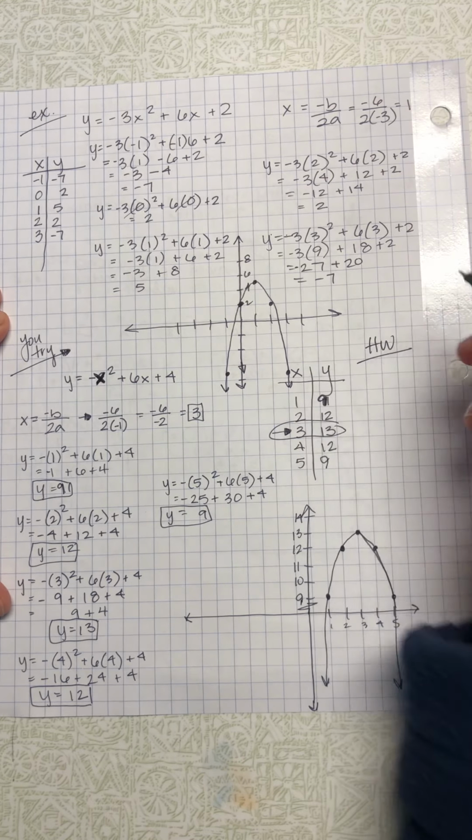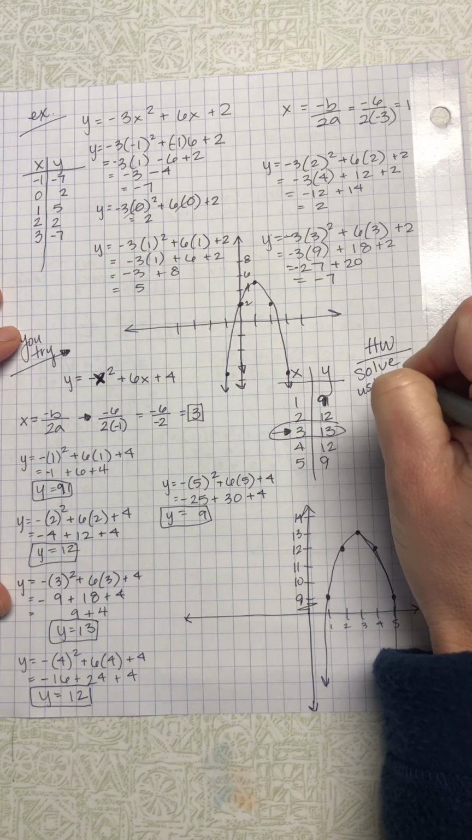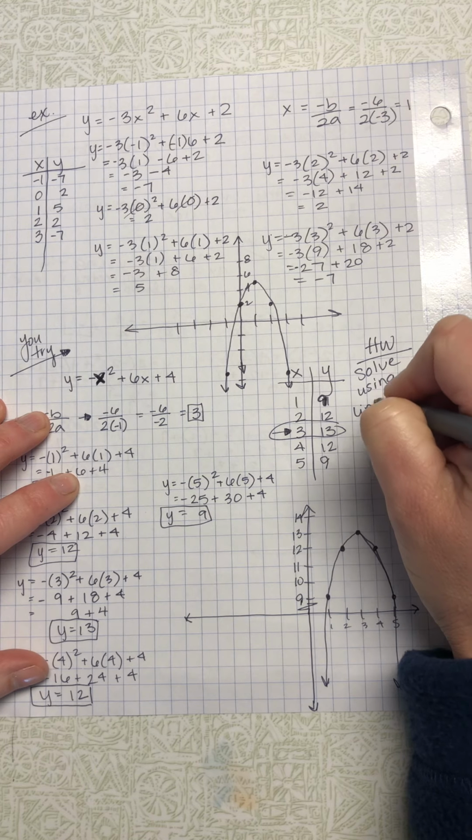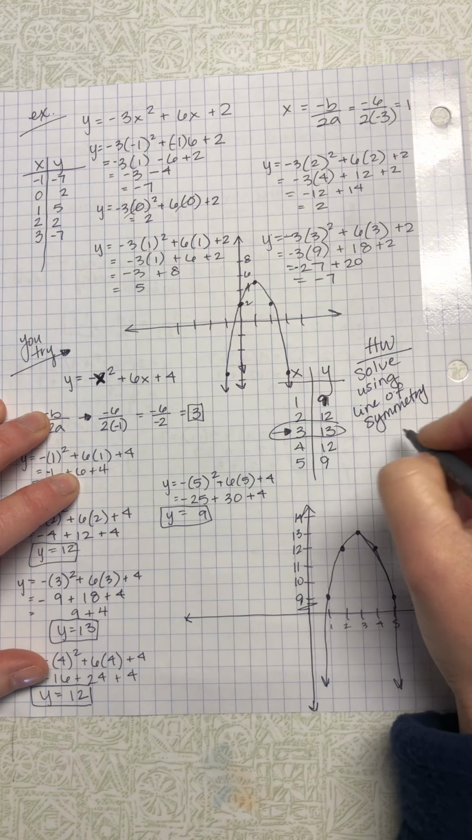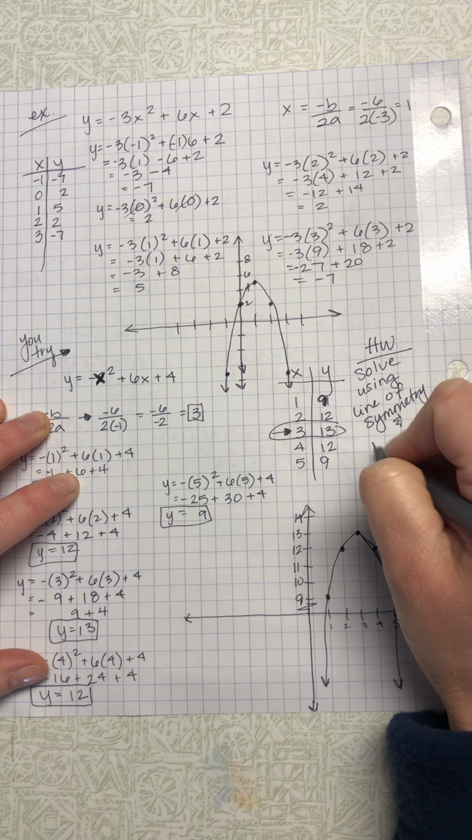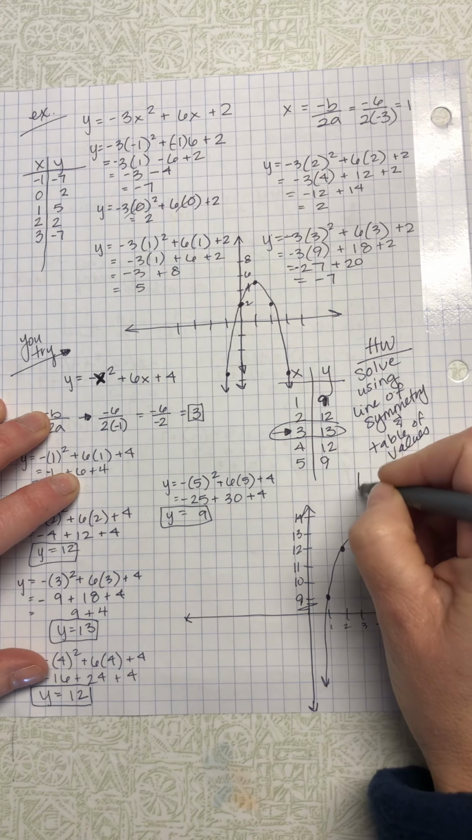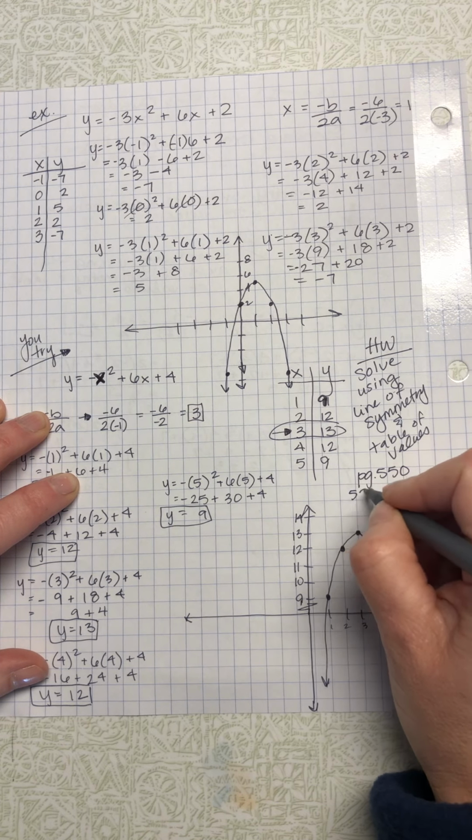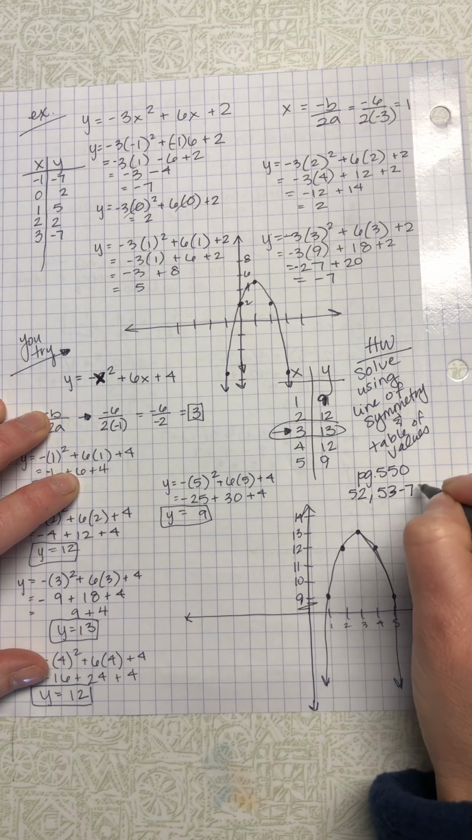Your homework today, you're going to solve using your line of symmetry and a table of values, please. We're on page 550 still, and today we're going to do 52, 53 through 57 odd.